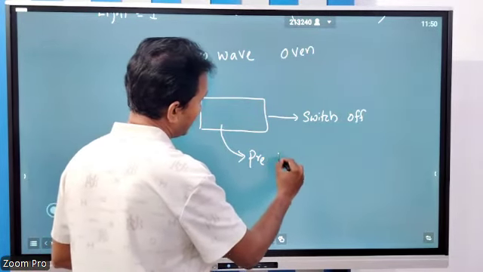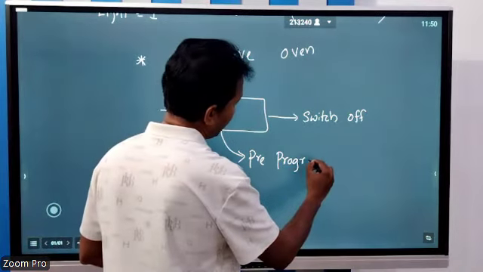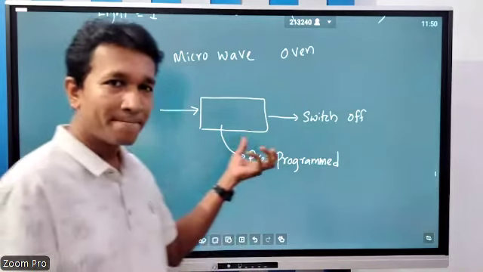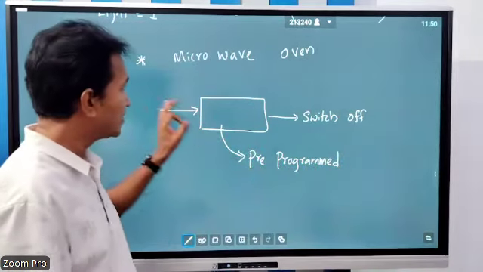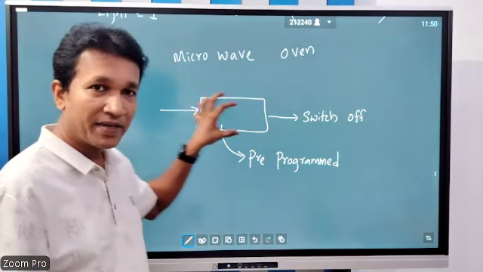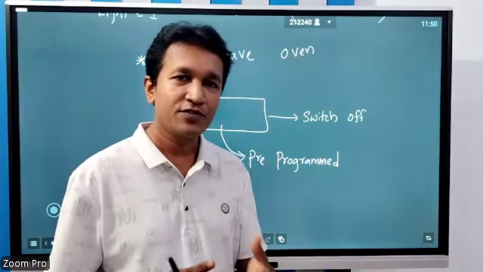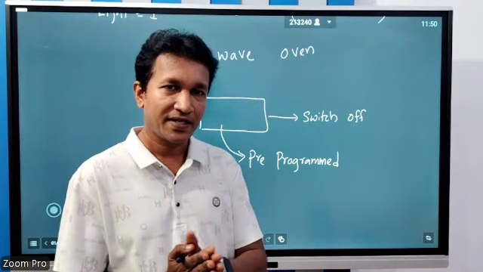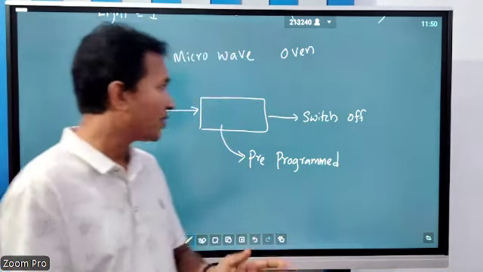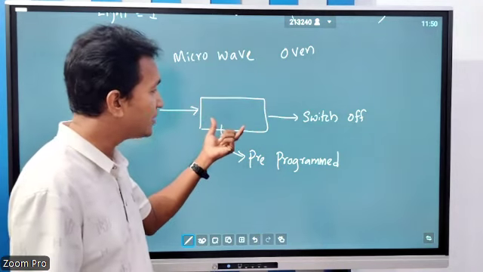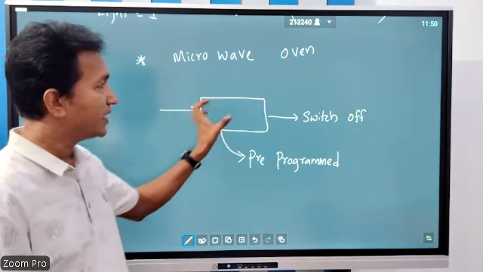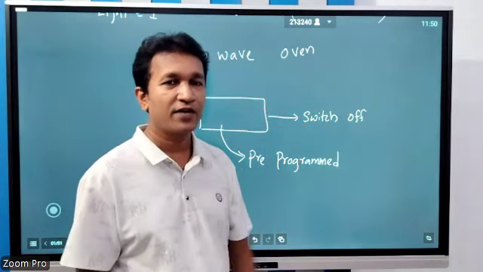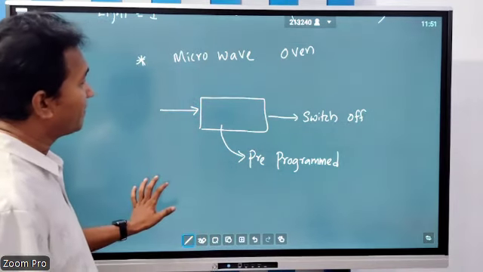So in this microwave, there is a pre-programmed microcontroller, right? So when we give the required temperature, it will automatically switch off the microwave when it reaches the required temperature, right? That is another example of using microcontrollers: the microwave. What else?